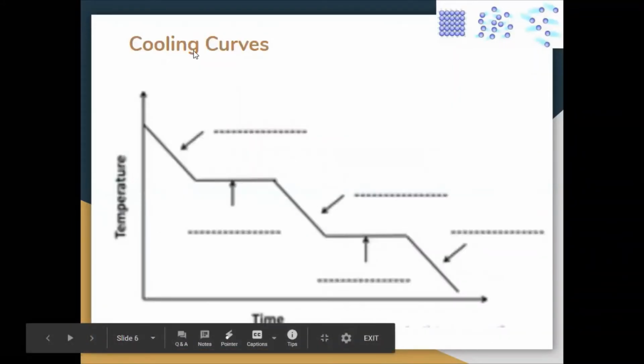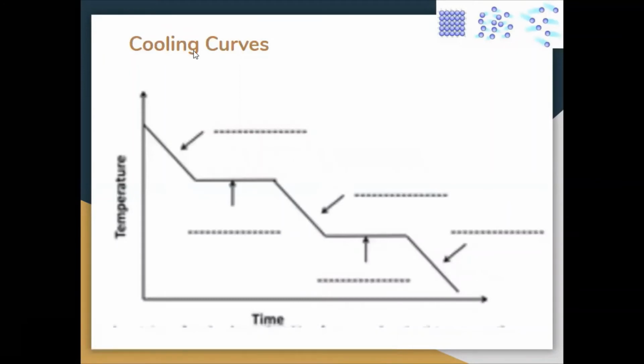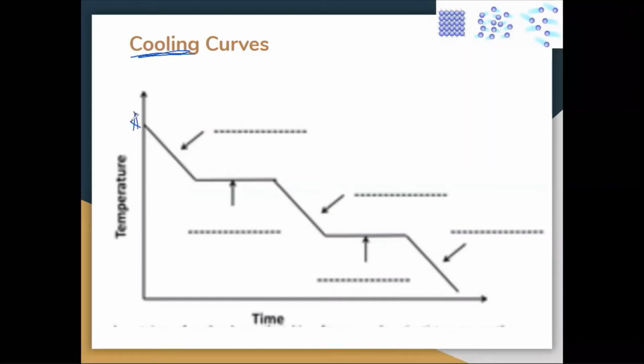Okay, now we have a cooling curve. What do you see that's different about the cooling curve? It's going in an indirect direction. Right, indirect, or like literally the opposite direction. Because with the cooling curve, instead of starting off at a low temperature, now we start off at a high temperature. We're starting off really high because we're trying to cool something down.